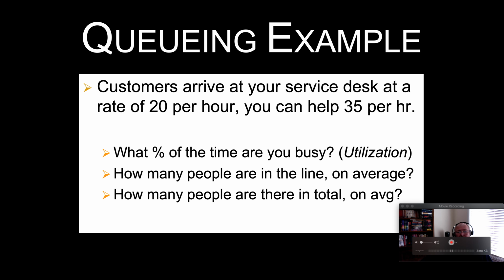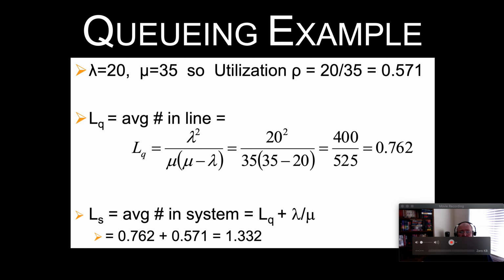So as an example, customers arrive at your service desk at a rate of 20 per hour. You can help 35 people an hour. So what percent of the time are you actually busy? What's your utilization? How many people are in the line on average? How many people are there in total on average? There you go. Utilization, 0.571.